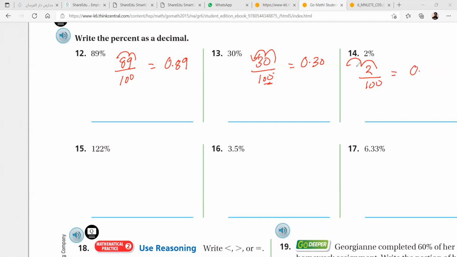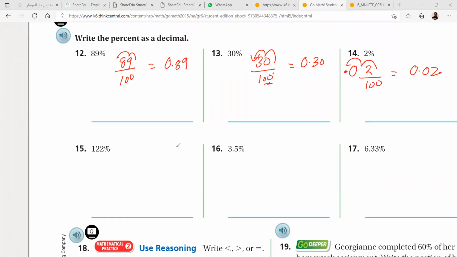0.2. How about this? The point is here. So it's 0.02. See, Judy, you have 2 zeros here. Okay, 1 and 2. That means the decimal point goes and here it becomes 0.02. All right? Yes.